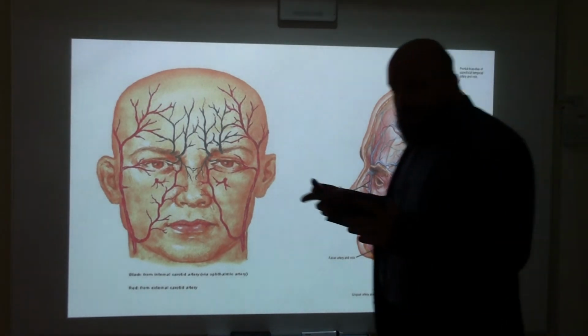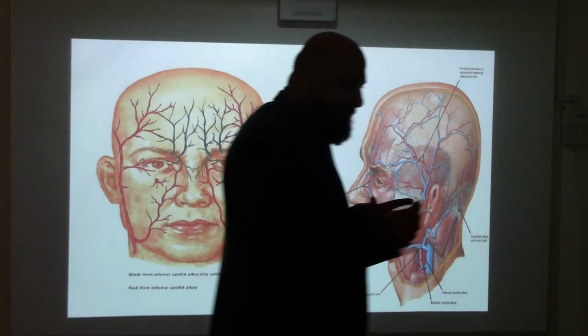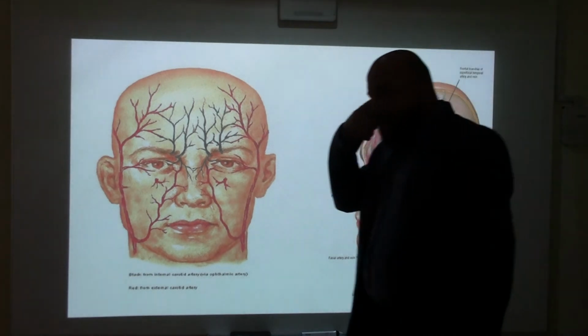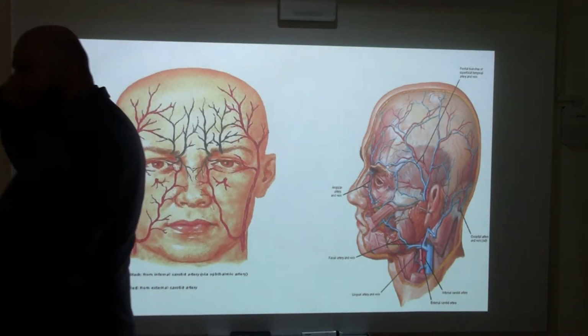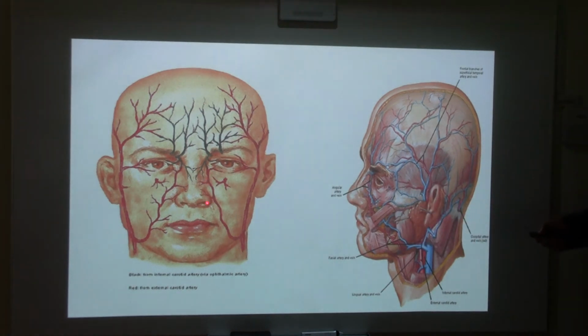It comes off the internal carotid artery while within the cavernous sinus, and then it will accompany the optic nerve through the optic canal to supply the eye, and it will supply that area. Now here it's going to anastomose with this artery.